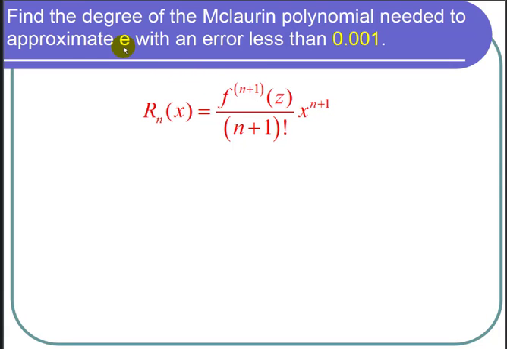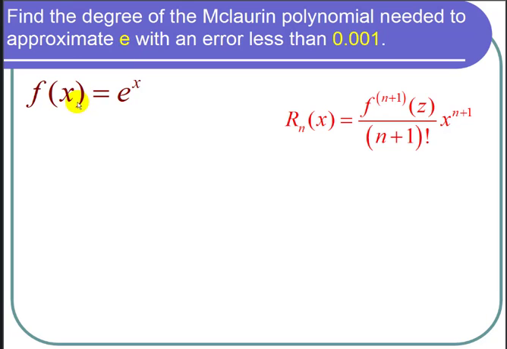So we want to approximate e. We can look at the function f of x equals e to the x, and if x equals 1, then we get e. So there's our function and our value of x. Now we notice that the derivative of f of x is e to the x, and if we keep taking derivatives, we always get e to the x. In particular, the n plus first derivative of e to the x is e to the x.